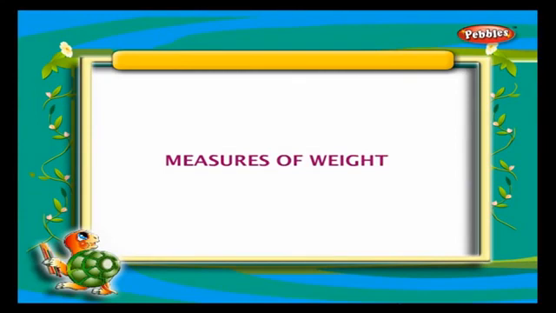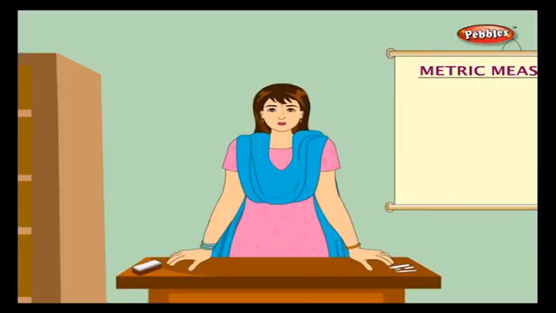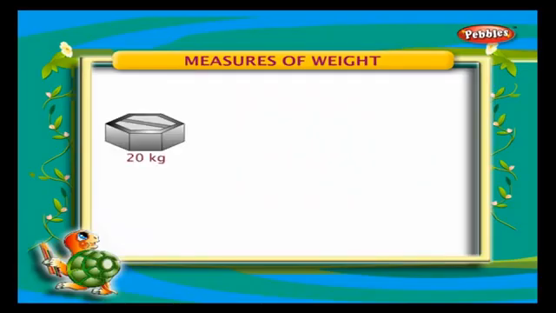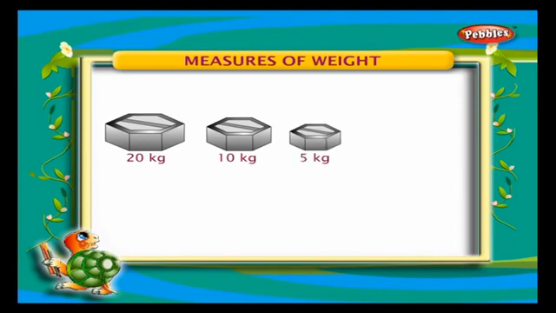Measures of weight. Some goods like vegetables and provisions are weighed with the help of balance and weights. Kilogram is the unit for groceries and vegetables. The weights are 20 kilograms, 10 kilograms, 5 kilograms, 2 kilograms, and 1 kilogram.